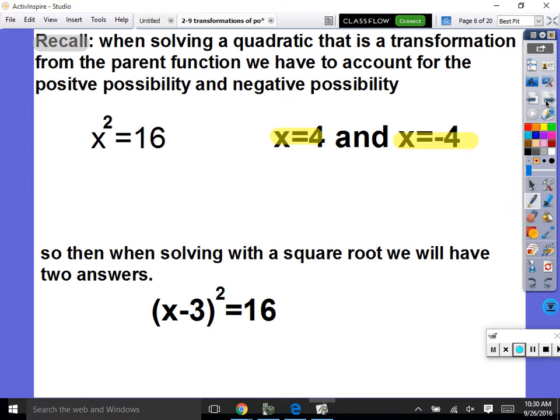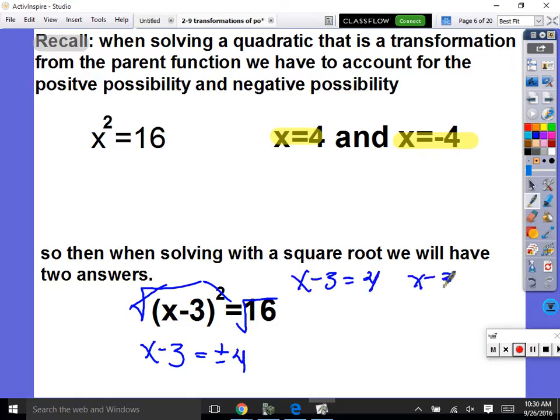Okay, let's move on. Recall when solving the quadratic that is a transformation from the parent function, we have to account for positive possibilities and negative possibilities. So what squared equals 16? Isn't that 4 and negative 4? Guys, everybody? So then when solving with the square root, we will have 2 answers. So if we had something like this, and we were solving, we would square root both sides. So we would have x minus 3 is equal to plus and minus 4, correct? And then we would solve. So we would have x minus 3 equals 4, and x minus 3 equals negative 4. And then we'd solve, right, everybody?